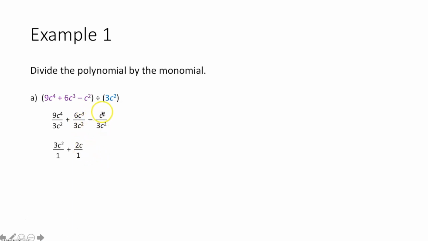Lastly, we have minus c squared over 3c squared. The c squareds are just going to cancel each other out and leave us with a 1 in our numerator and a 3 in our denominator. So if we rewrite this as our answer, we don't need the over 1 anymore. It's just going to be 3c squared plus 2c minus 1/3.